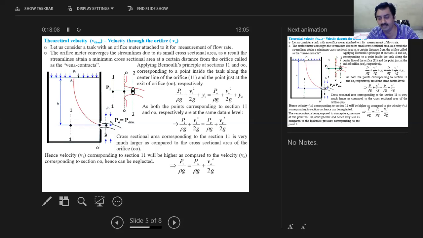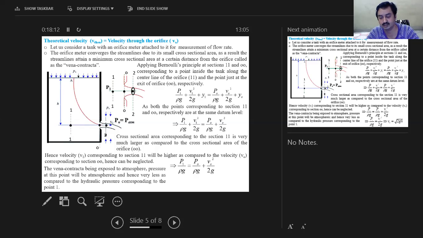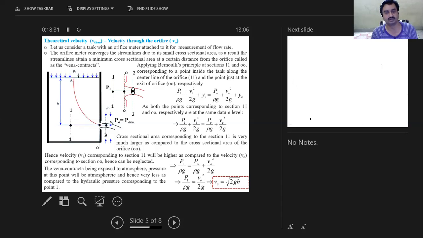That is why this P0 by rho g term can also be neglected. Then in that case, I will have P1 by rho g is equal to V0 square by 2g. This P1 by rho g is nothing but the height h. So from that we get V0 is equal to the square root of 2gh. So this is my expression for the velocity at the orifice.